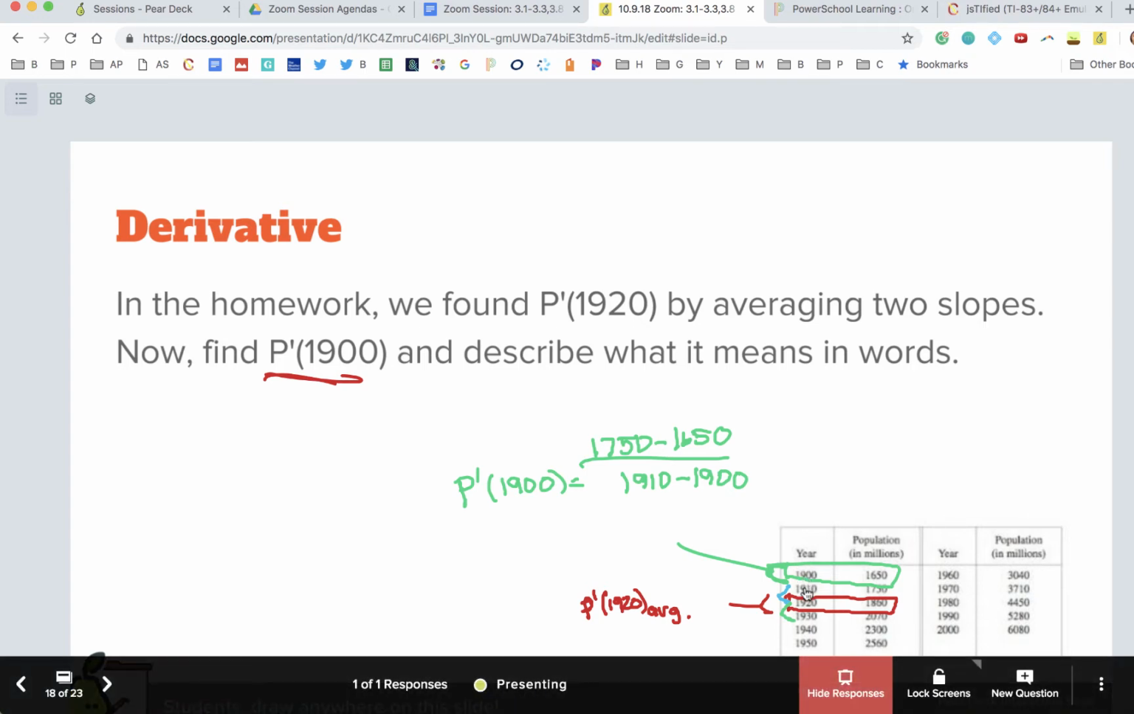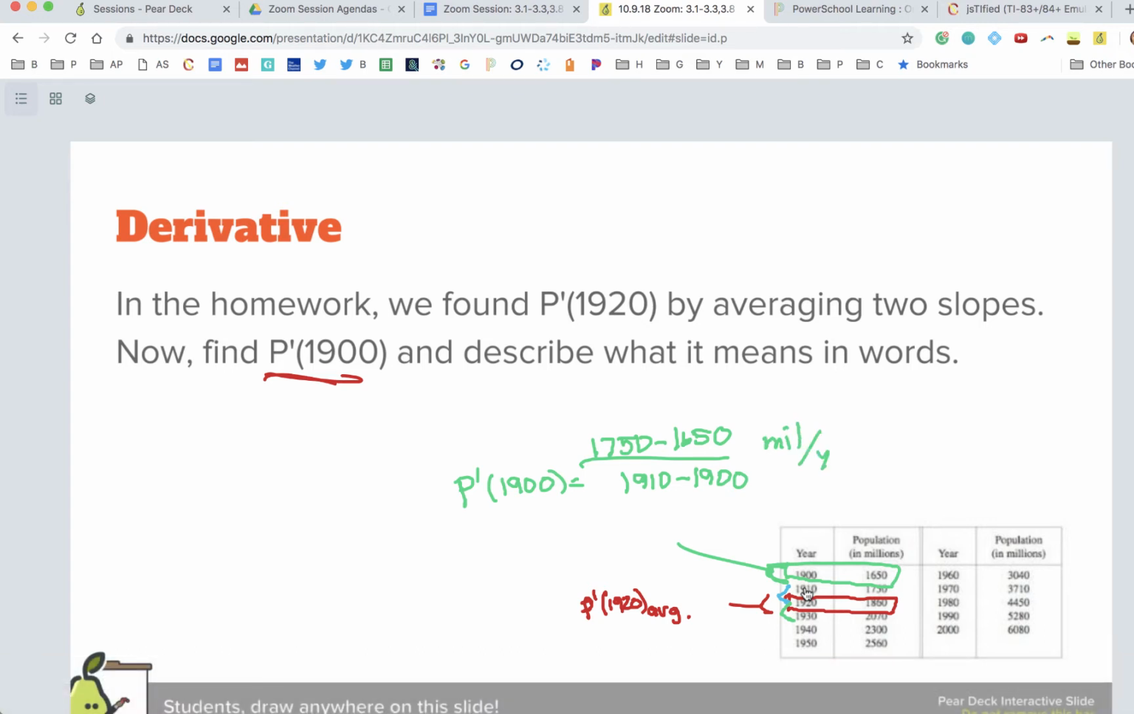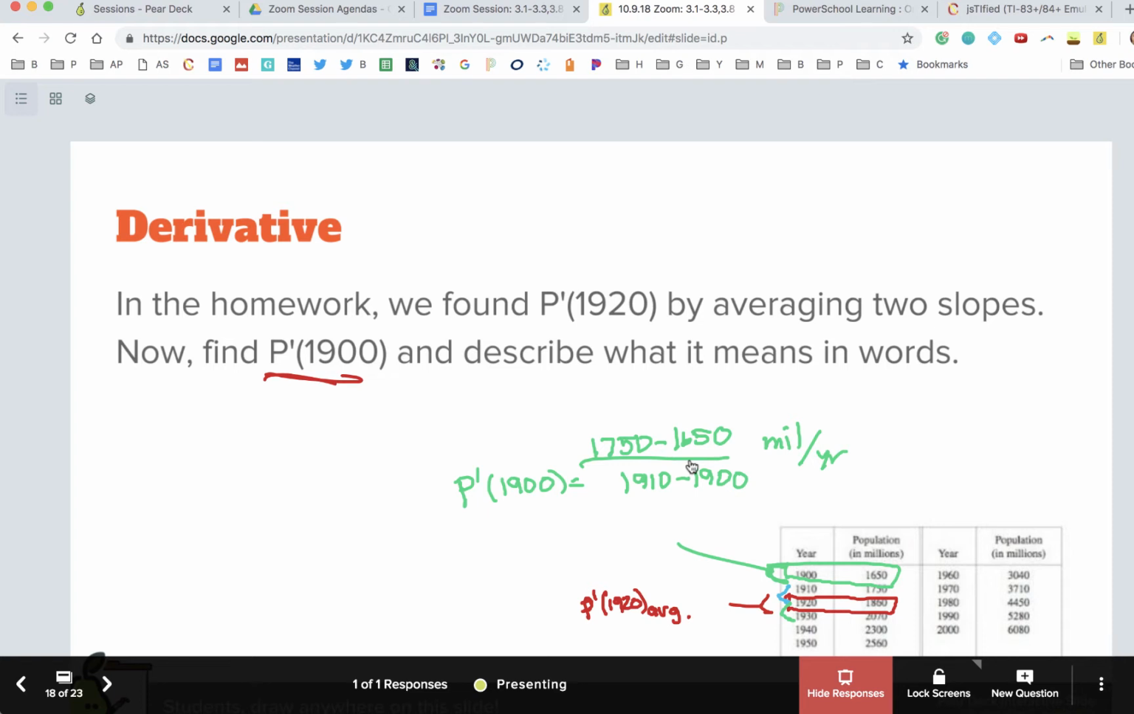My answer is going to be in millions per year. Okay? My answer is going to be a positive number. So that means that the population in the year 1900 was growing by however much I find there. That's what it means. P prime in 1900 means that at that moment in time, that's how much it was growing. If I had a negative number, it would have meant that at that moment in time, that is how much the population was decreasing.